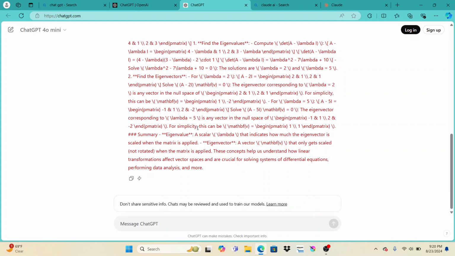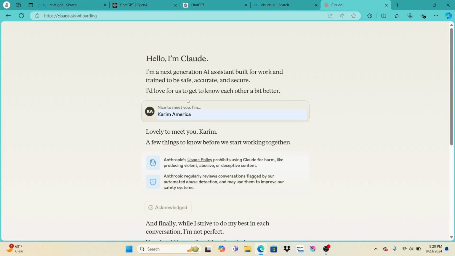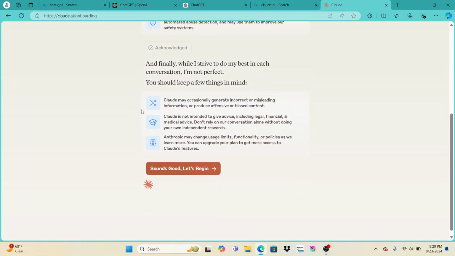And so when I go into Claude, they mentioned a couple of things. Remember we talked about this last time. Claude said they may give incorrect or misleading information. This is not a perfect tool, is what I'm saying. Like I said, they're not intended to give legal, financial, and medical advice. And they say don't rely on a conversation alone without doing your own independent research. So what I've been saying relates to whatever Claude is saying here.